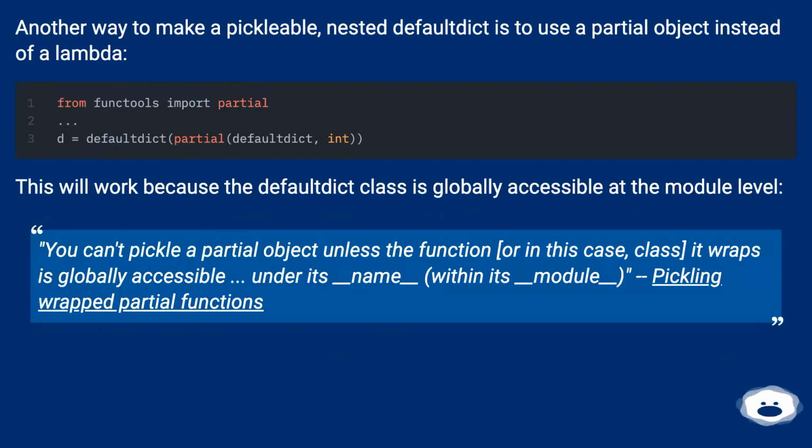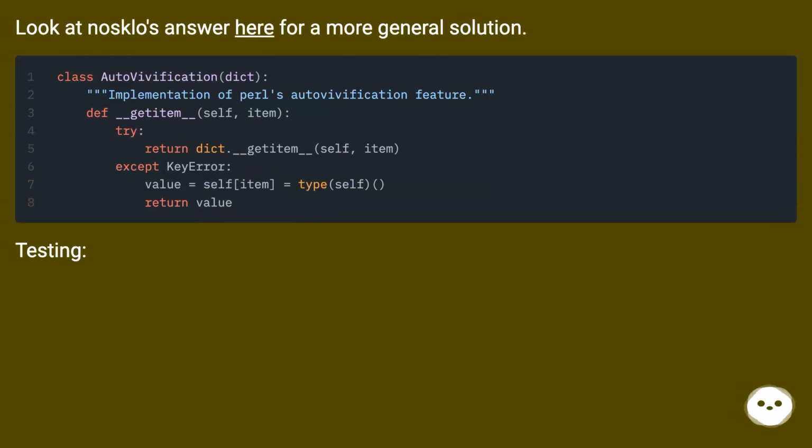Another way to make a pickleable, nested defaultdict is to use a partial object instead of a lambda. This will work because the defaultdict class is globally accessible at the module level. You can't pickle a partial object unless the function, or in this case, class, it wraps is globally accessible, under its __name__, within its __module__. Pickling wrapped partial functions: look at Nosklo's answer here for a more general solution.